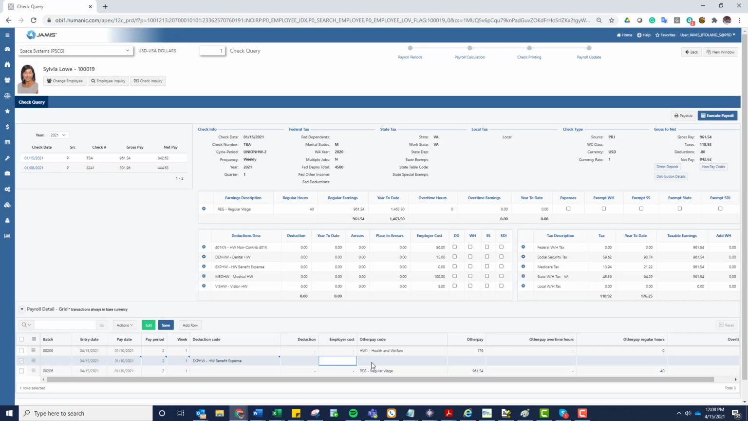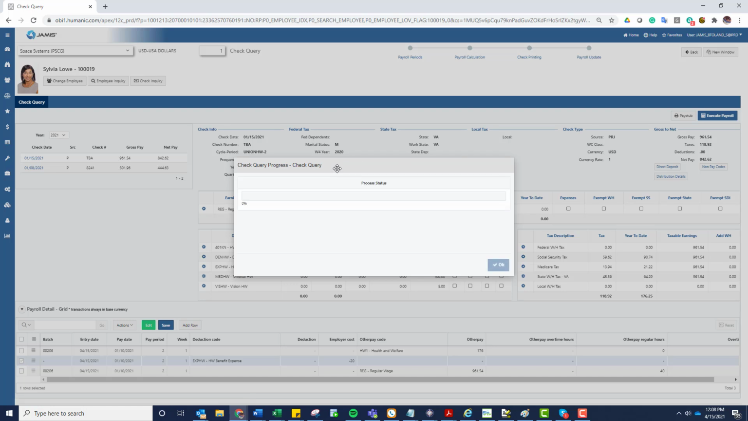So now I'm going to take that $20 and I'm going to reduce my expense based on the fact that now she can cover for where she was before. So I'm going to save that. And since I just want to recalculate this one employee, I can go ahead and calculate it right on the check query screen.